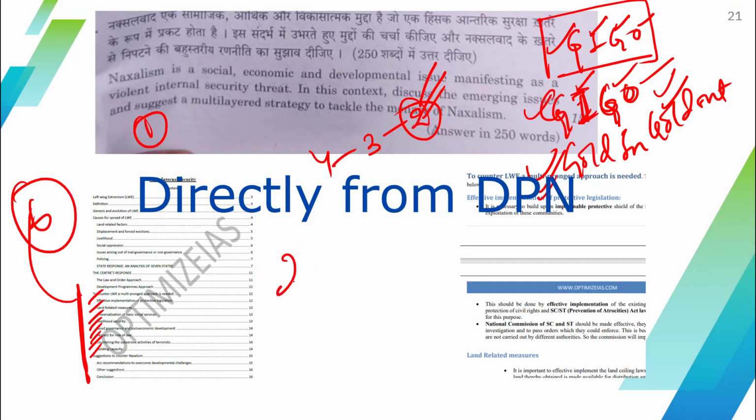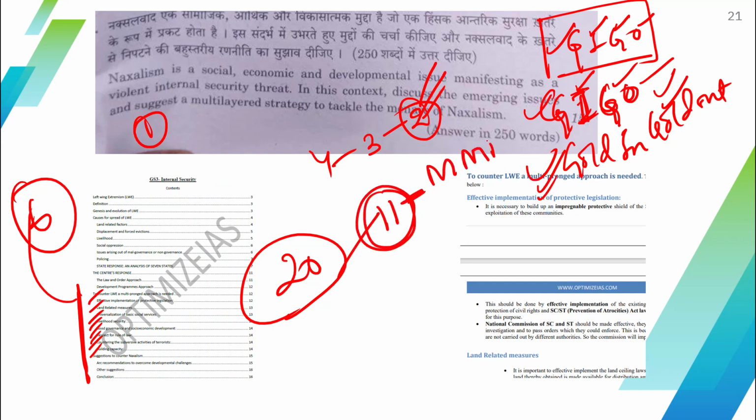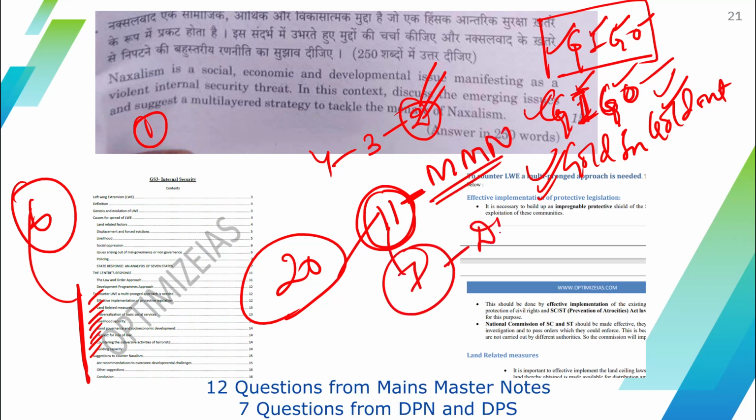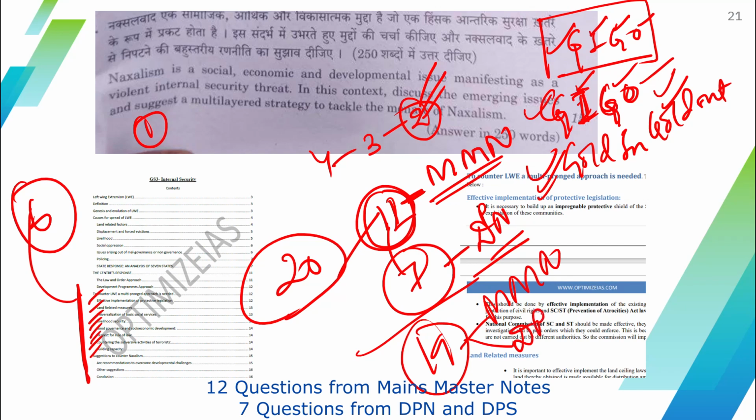So out of 20 questions, 11 questions directly from the mains master notes, directly 11 or 12 questions, and 7 to 8 questions directly from the DPN, daily prelims notes. So around 19 questions were from the mains master notes or from the DPN and the DPS discussions. What else do you want? 19 questions. If you write these high standard 19 answers, will you not get the highest marks?